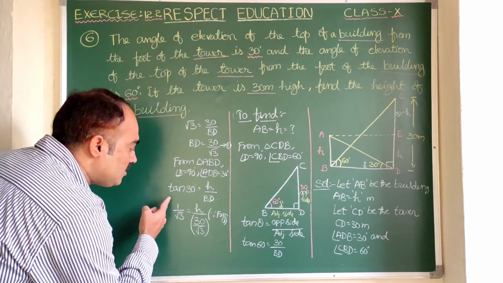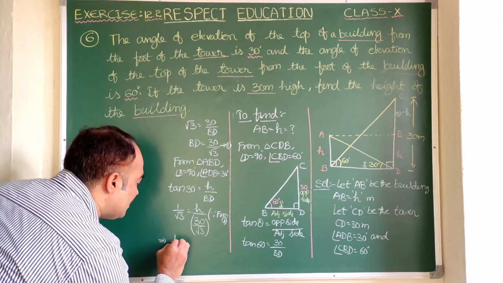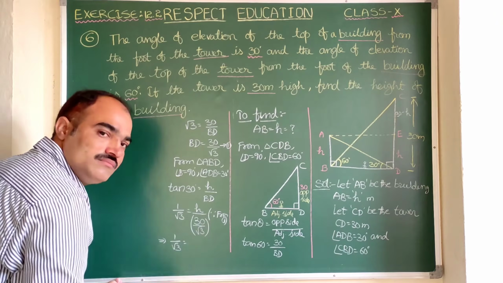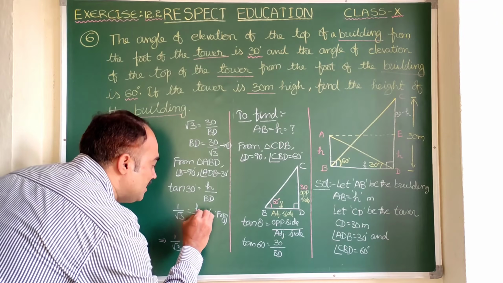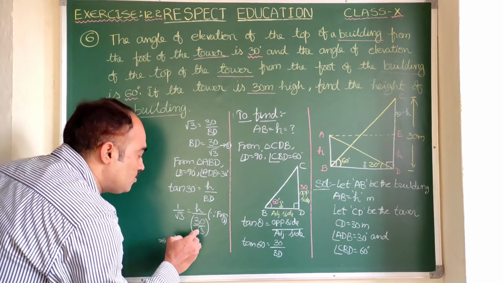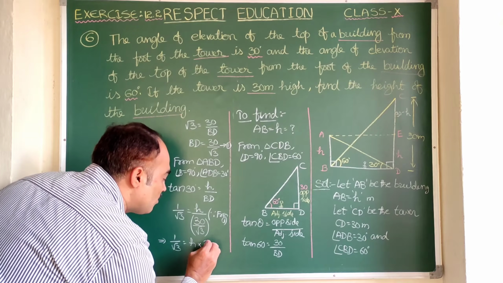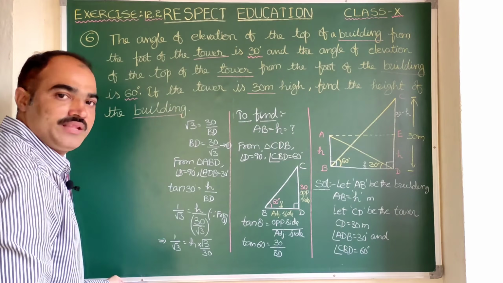Now here let us do cross multiplication. Before that I would like to write this 1 by root 3 as it is, H also as it is, into, when this is divided by, it becomes into the reciprocal of the denominator. So 30 by root 3 becomes root 3 by 30.